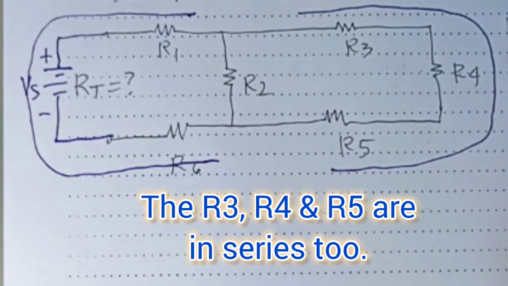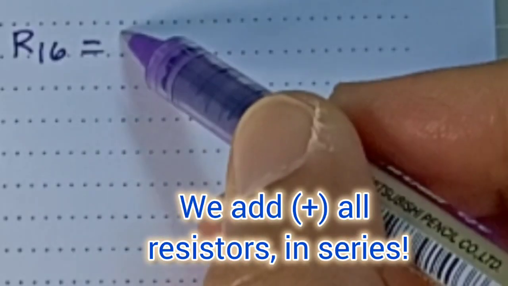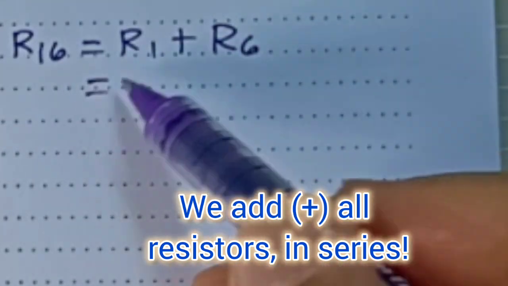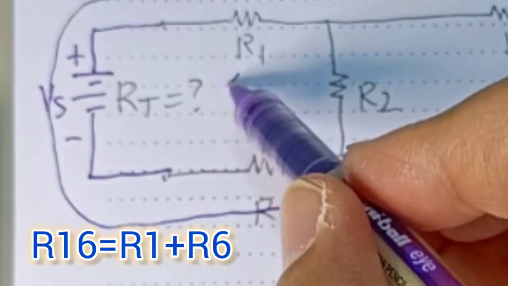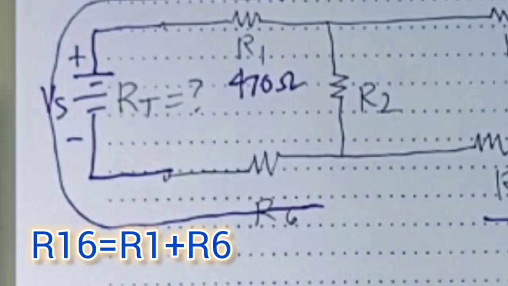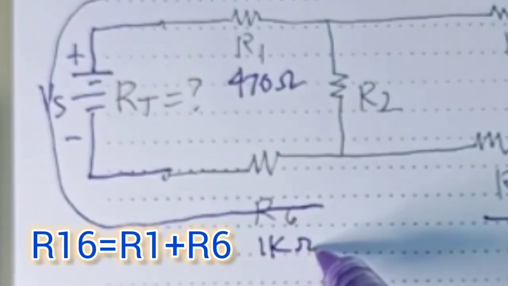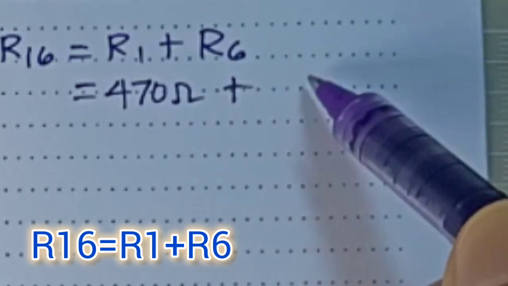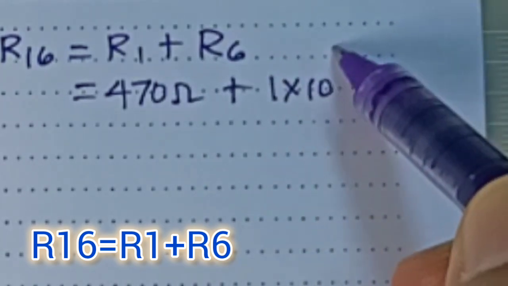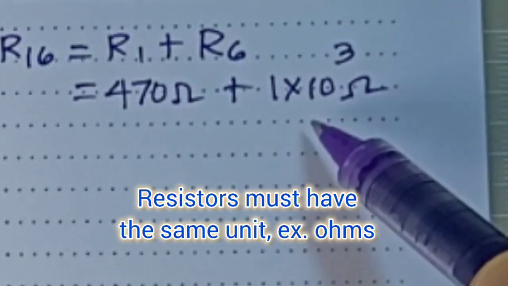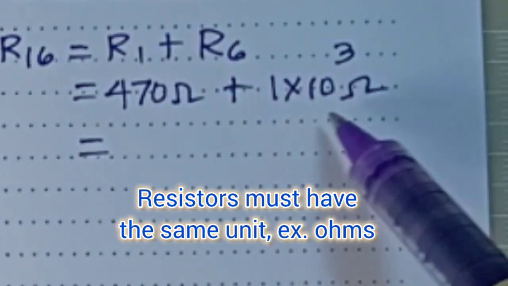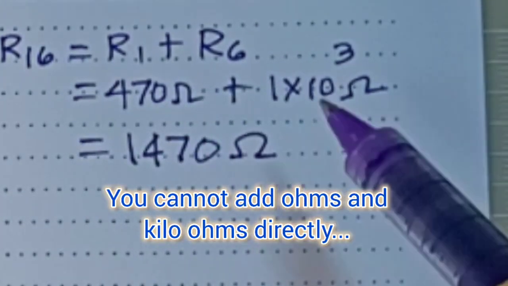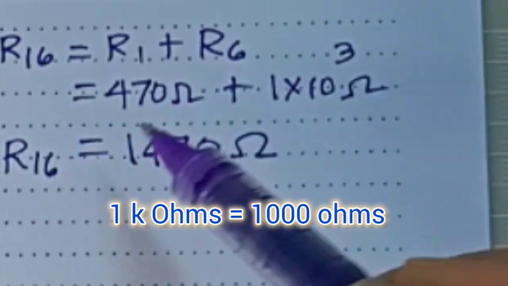So we can calculate R16 equals R1 plus R6. We have the value of 470 ohms on R1, and we have 1 kilo ohm on R6. Therefore, we will have 470 ohms plus 1 kilo ohm. 1 kilo ohm is 1 multiplied by 10 to the 3 ohms, or 1000. So 1000 plus 470, we will get 1470 ohms. And that will be our R16.